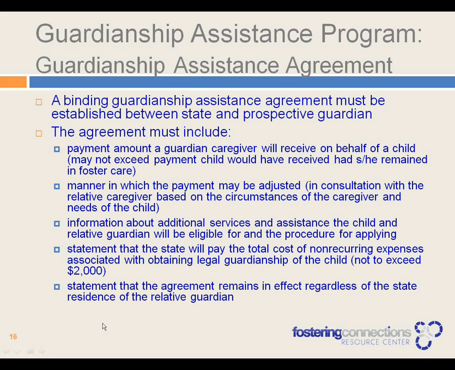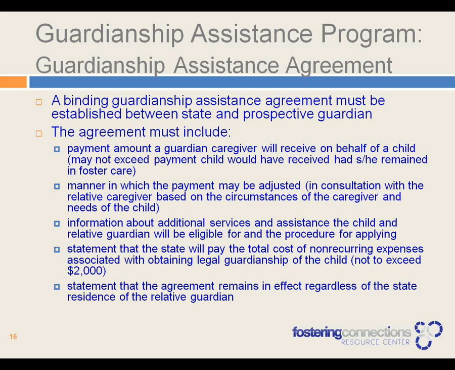Now looking in more detail at the Guardianship Assistance Agreement, many of you may have experience with adoption assistance agreements, and a binding agreement is required here too. It is meant to ensure a clear understanding of what the agency and guardian are agreeing to. The federal law sets out a number of items that must be addressed in the assistance agreement, and you can see all of those items on your screen. We've also developed a sample guardianship assistance agreement as part of the Fostering Connections Kinship Toolkit, and it incorporates all of the required elements. That may be helpful to some of you as you think about developing your own.